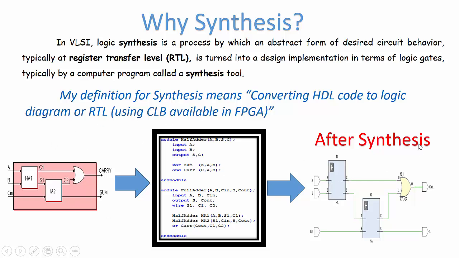Here is the logical diagram; after synthesis we get one logical diagram. The two logical diagrams are not equal, because the code we have written is converted into a logical diagram based on the CLBs available on the FPGA. The synthesis tool converts the statements you write into a logic or RTL diagram using the CLBs available in the FPGA. CLBs have lookup tables, some logic gates, flip-flops and muxes. These are the things.